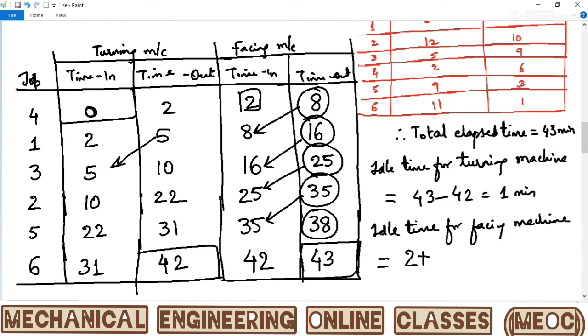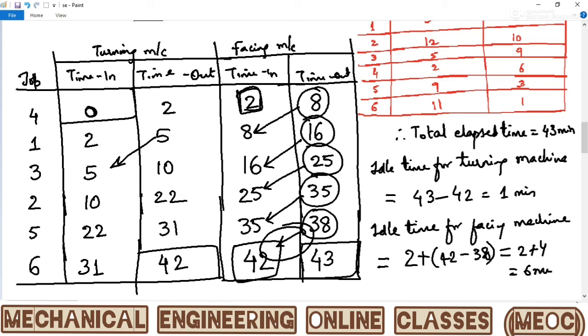After this 38 minutes it waited for the 6th job, and the 6th job has come in the 42nd minute. So what is the waiting time? It is 42 minus 38. At the 42nd minute the 6th job has come. Our facing machine is busy up to 38 minutes. So 42 minus 38. So this initial 2 plus this waiting time. This waiting time is 4, so 2 plus 4 is 6 minutes. So the idle time for the facing machine is 6 minutes.